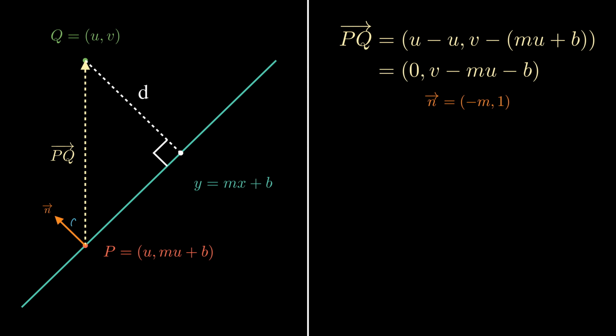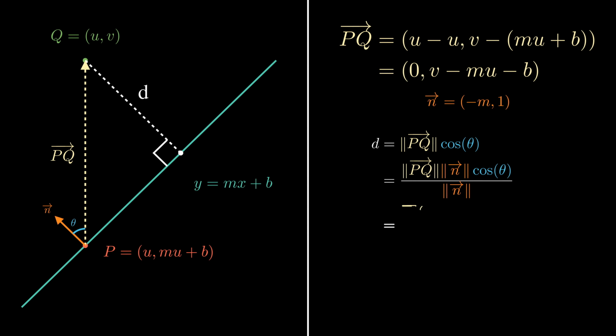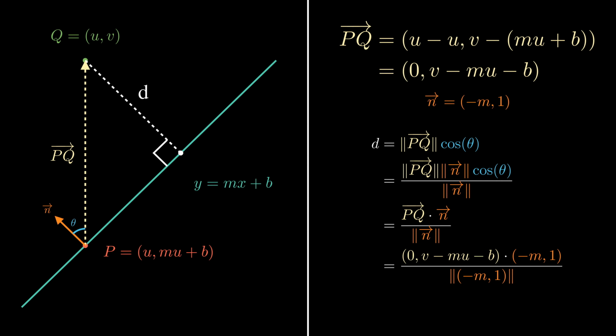Finally, let theta be the angle between PQ and n. Notice that the length of PQ times cosine theta is precisely the distance d that we want. We can multiply and divide by the length of n. As it turns out, the numerator is just the dot product between PQ and n. We can write out the vectors, and voila, using some algebra, we get the final expression.